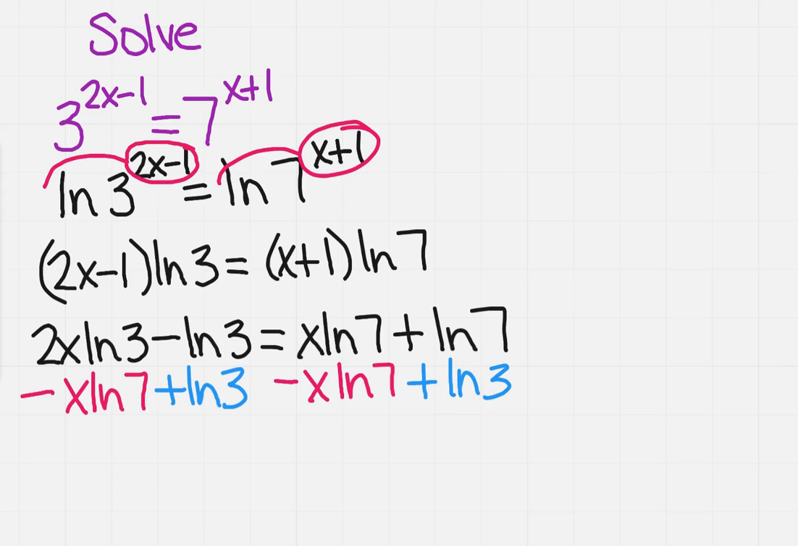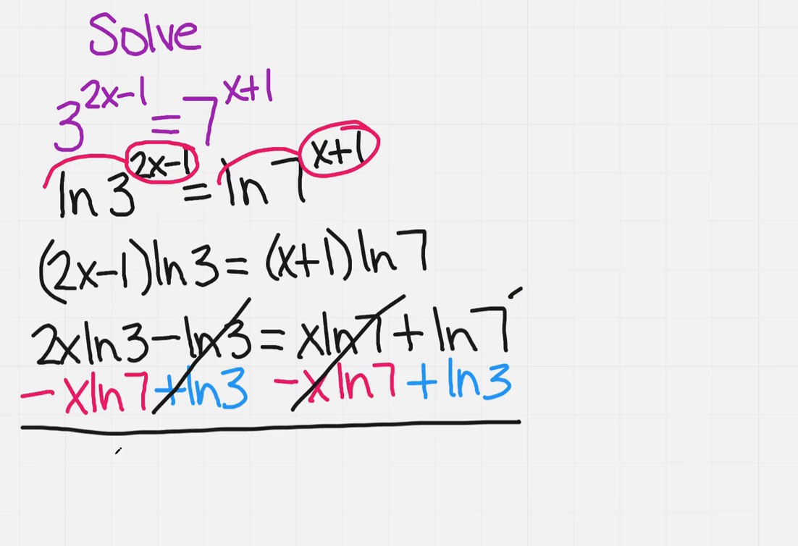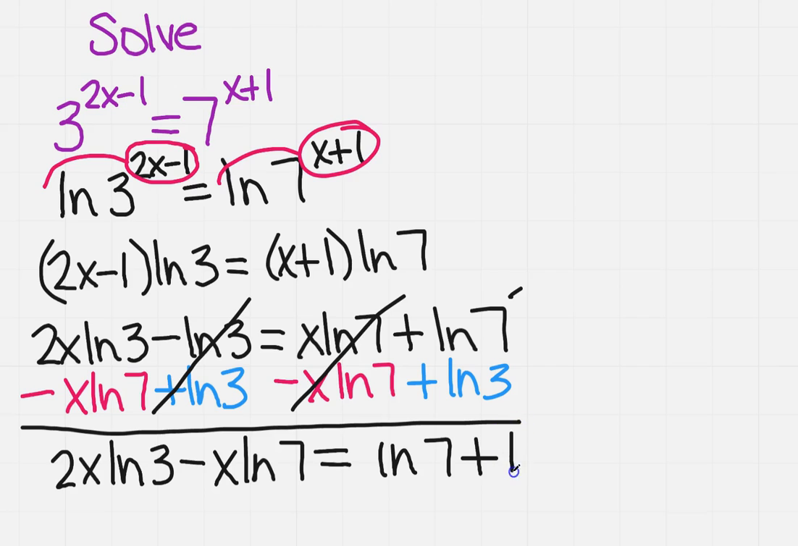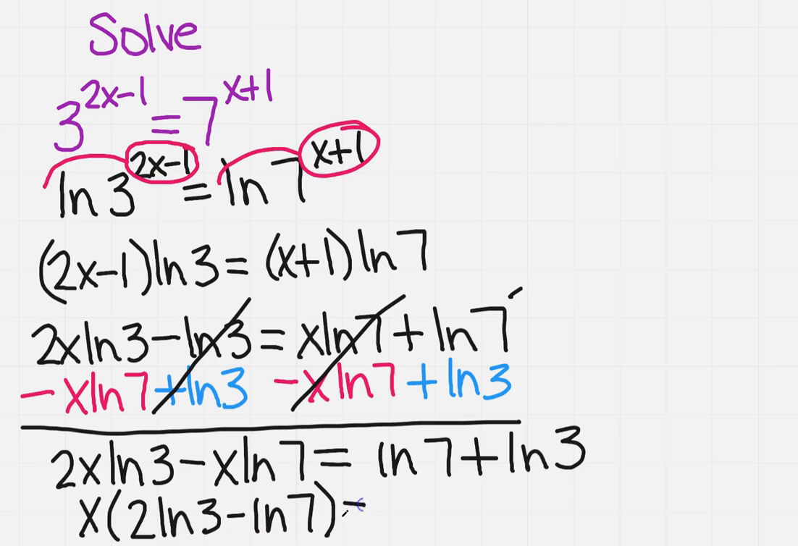Now when we do this, be very careful. Remember, if something doesn't look exactly the same, you cannot combine it. So those cancel, and these cancel. So this is going to be 2x ln 3 minus x ln 7 equals ln 7 plus ln 3. Now, on the left-hand side, what do I notice? Well, I notice that they both have an x in common, so I want to factor that out, and that gives me 2 ln 3 minus ln 7. And I still have the same thing on the other side.